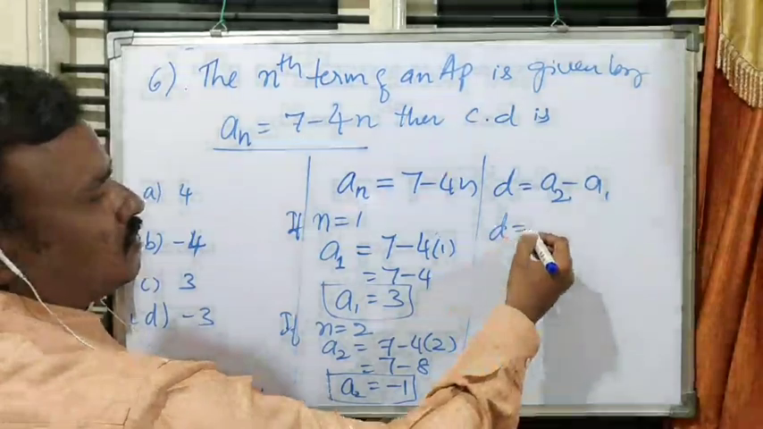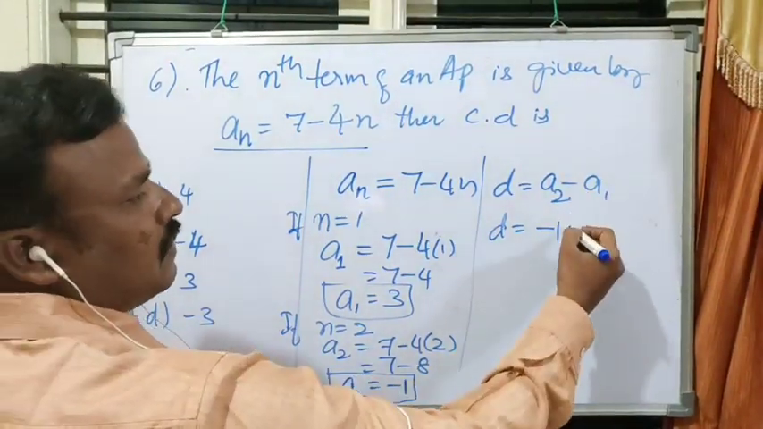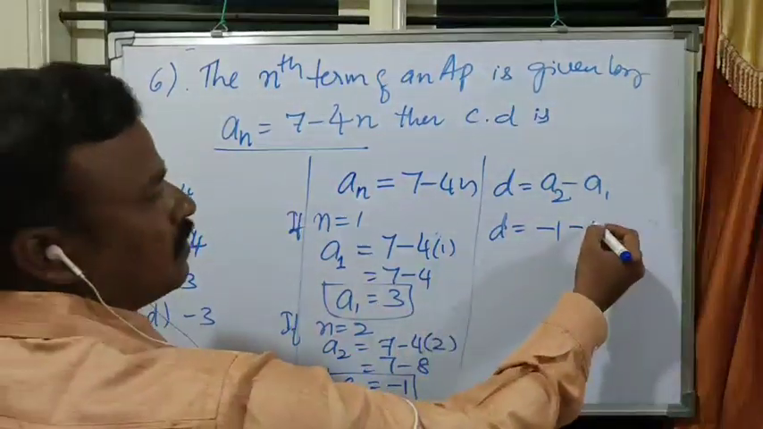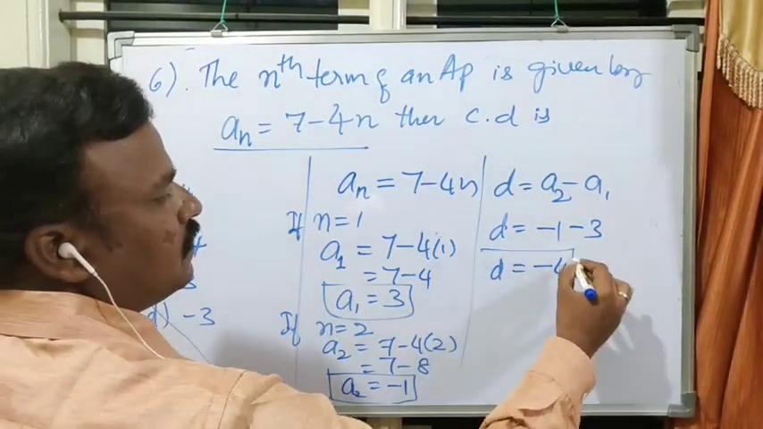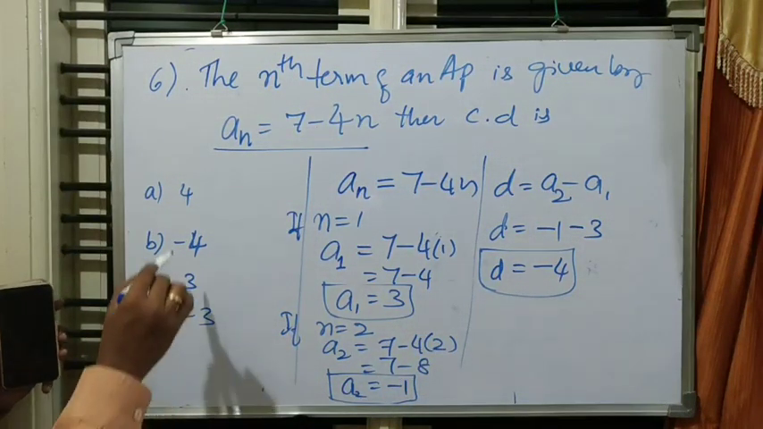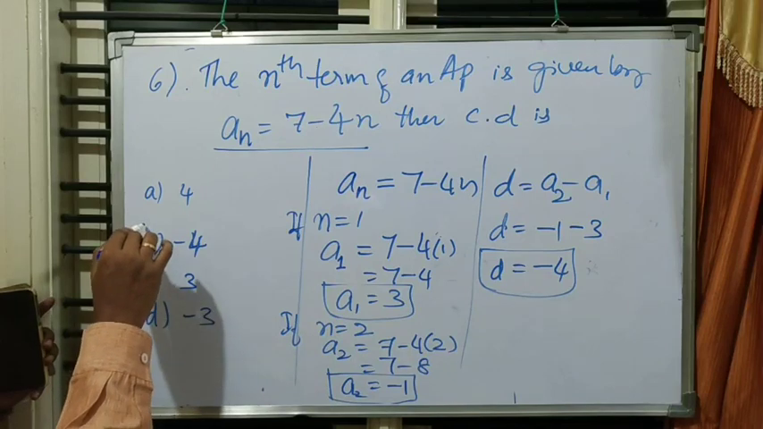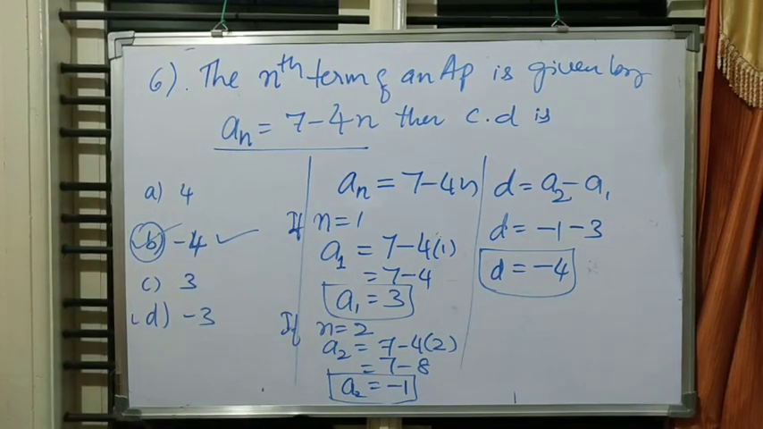Now you can substitute the a2 value and a1 value. a2 is minus 1, then minus a1 value is 3. So minus 1 minus 3 becomes minus 4. Therefore, the common difference of this given AP is minus 4. Among these options, option B is the correct answer. B is the correct answer, minus 4.